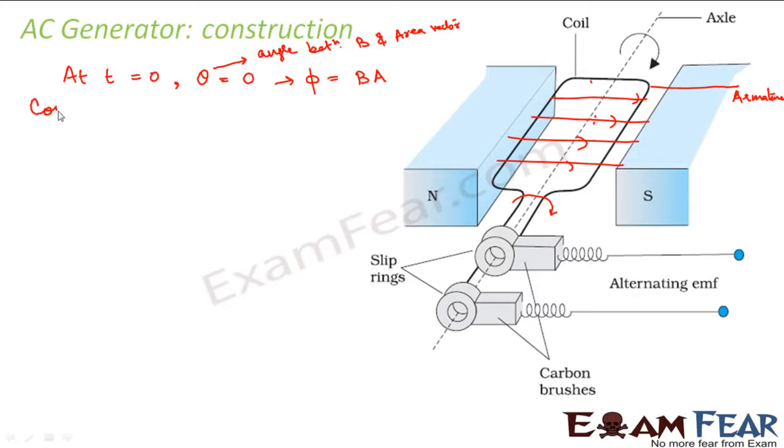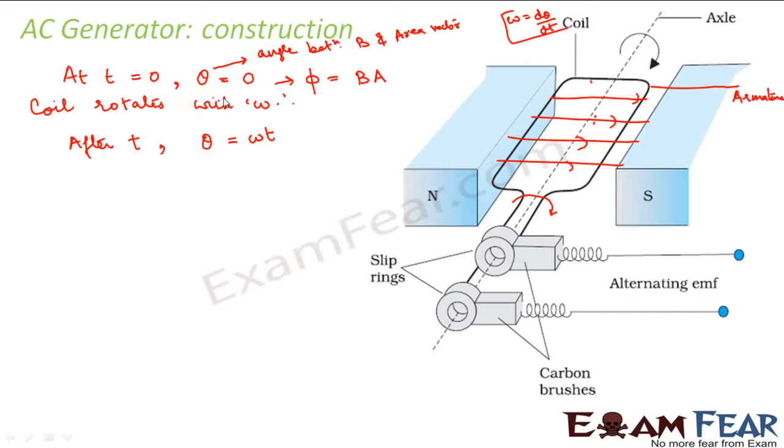Now let us suppose that the coil rotates with angular velocity omega. So what will happen after some time t? After time t, theta will be equal to, what is omega? Omega is angular velocity, so we define omega as d theta by dt. This is how omega is defined. So after time t, theta will be equal to omega t.